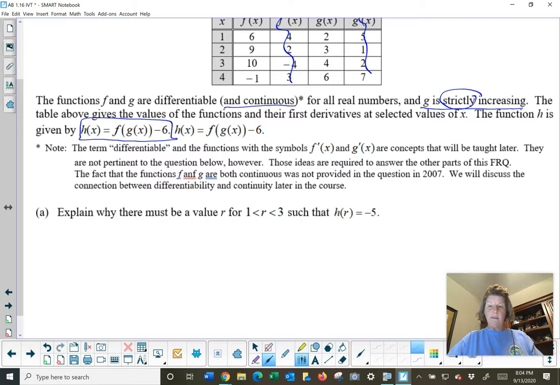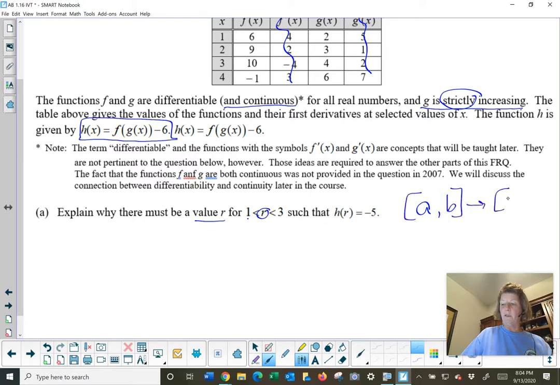And explain why there must be a value r such that r lies between 1 and 3. So I know what my AB interval is. My AB interval is 1 to 3, isn't it? And I want an r that sits between there such that h of r equals -5. This is like my k value from the theorem.